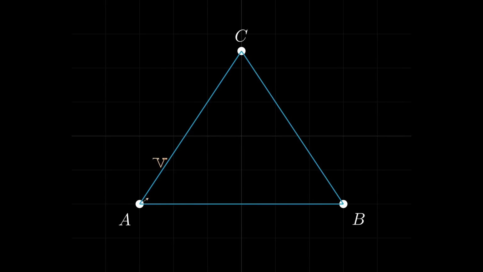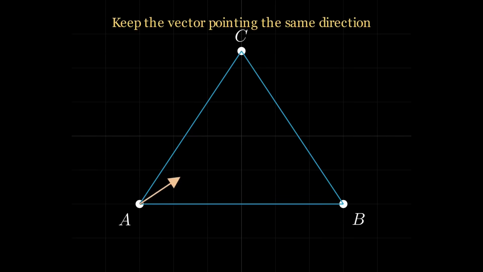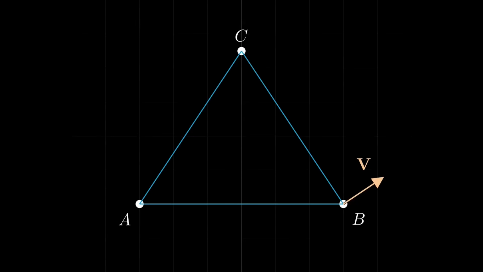In flat space, geometry behaves exactly as we expect. Here we have a simple triangle with points A, B, and C on a flat plane. Now we place a vector at point A. When we move this vector along a straight path to point B, we keep it pointing in exactly the same direction. This is called parallel transport. Continuing around the triangle, from B to C, and finally back to A.